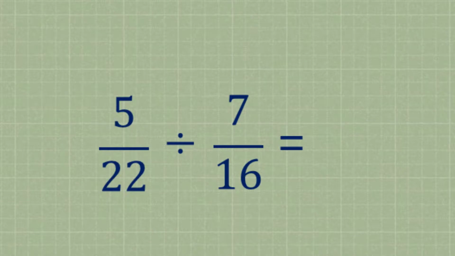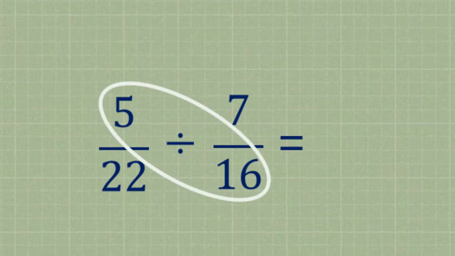5 over 22 divided by 7 over 16. First, we multiply 16 by 5. You should already know the trick of multiplying by 5. Just divide by 2 and multiply by 10. If you've not already, please watch my video on multiplying and dividing by 5. I will link that in the description below as well. 16 divided by 2 is 8, and multiplying by 10 is just as easy as adding a 0, and you get 80 as a numerator.